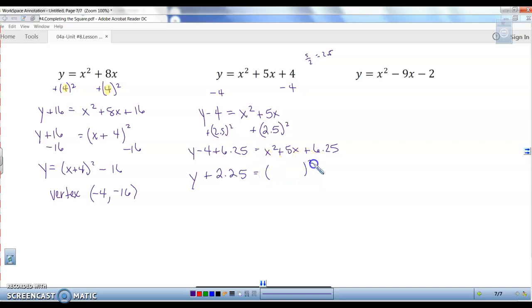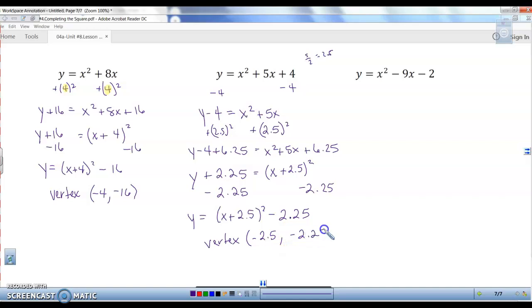Now, this is where this trick comes in handy. This is going to be x plus what number squared gives you 6.25? It's x plus 2.5. All right, so now all we have to do is move the c term over. So we minus 2.25, and that gives me y equals x plus 2.5 quantity squared minus 2.25. So what's your vertex on this? Yes, you can have decimals for your vertex. That's okay. So your vertex is going to be negative 2.5, negative 2.25.